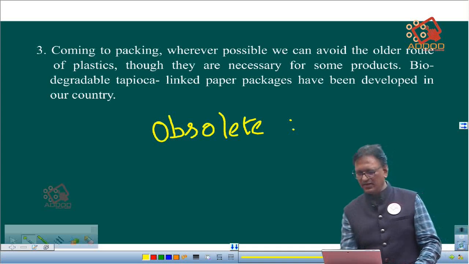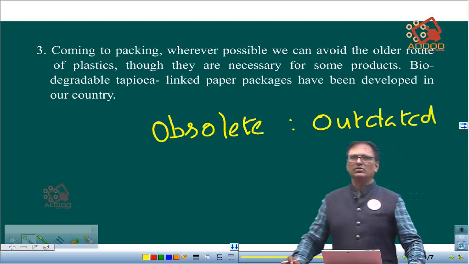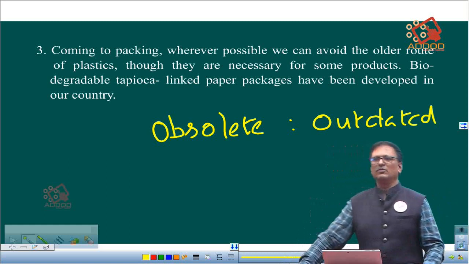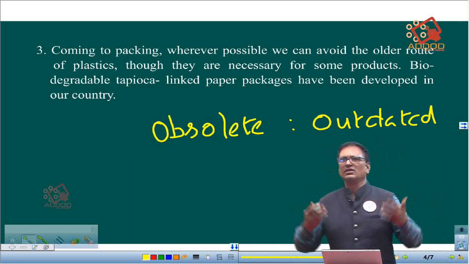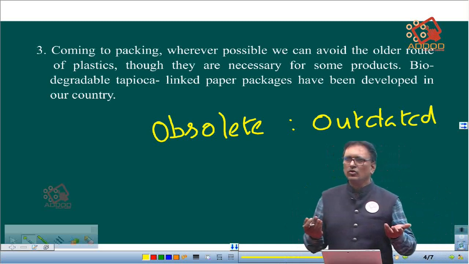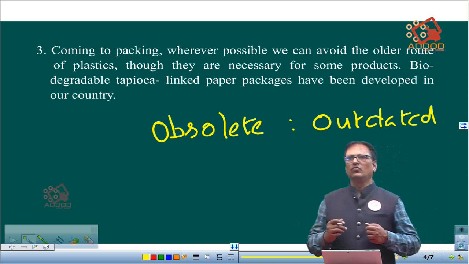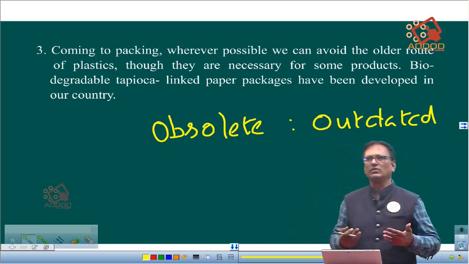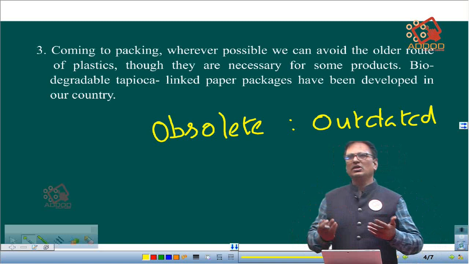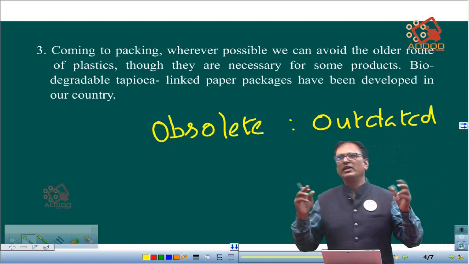The meaning of obsolete is something outdated. What is it? Outdated. So no student or anybody for that matter is interested in using obsolete technologies. Are you? No, nobody. We always want something new. We always want something creative. And this creativity or something new comes from innovative thinking and innovative minds.